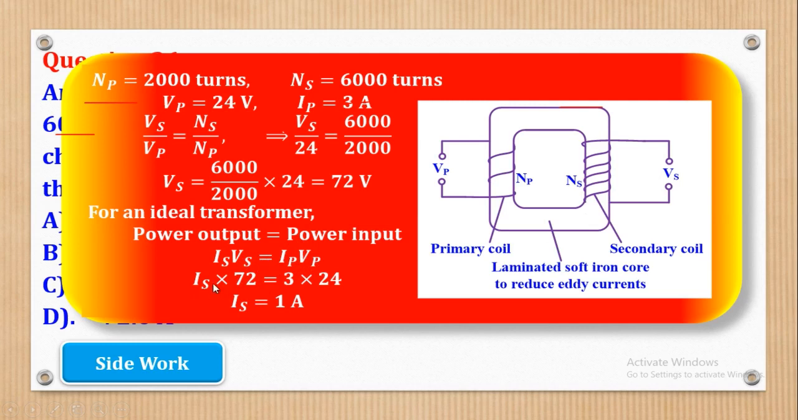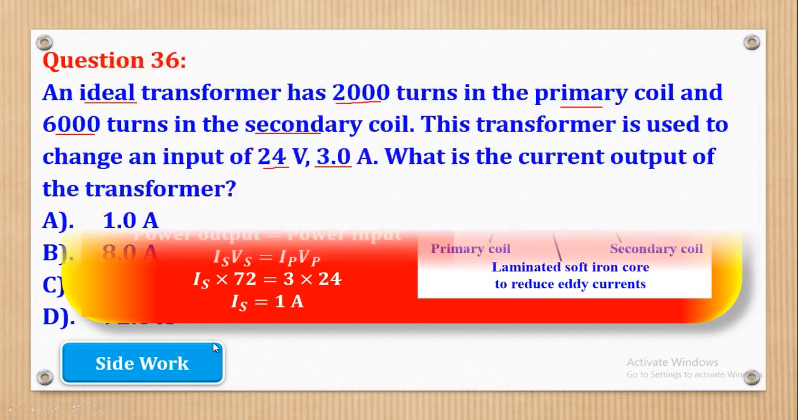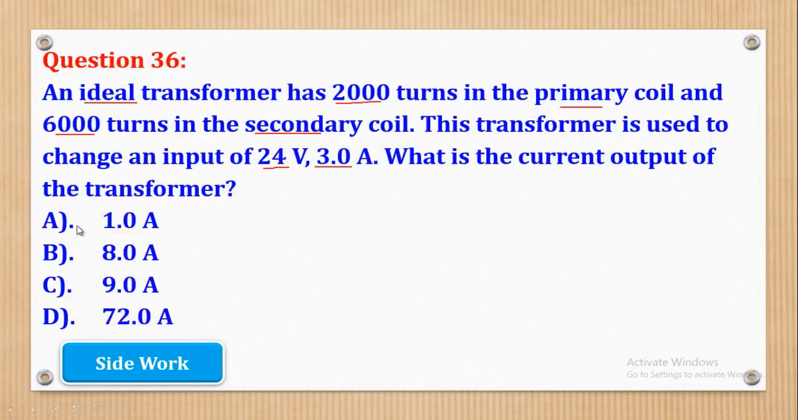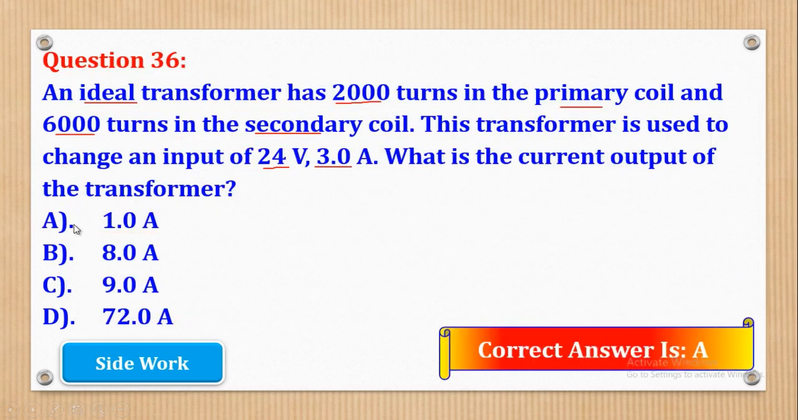Now when we substitute, we know that Vs is 72, which we have already calculated, Ip is 3, which is here, and Vp is 24, which is here. So we are left with Is as the unknown, which is the current in the secondary coil. Therefore, when you make Is the subject, you should come up with 1 ampere. Now when you go back to our options, we shall realize that part A is the correct answer.